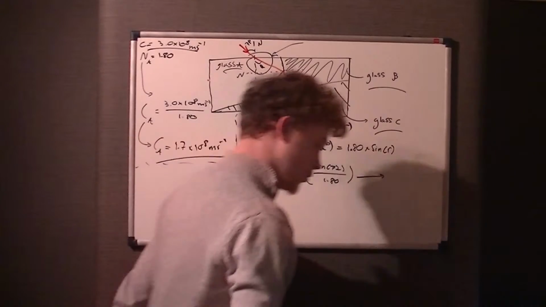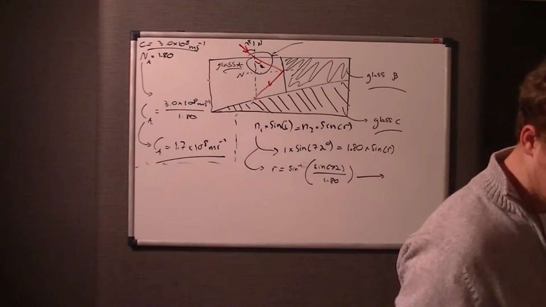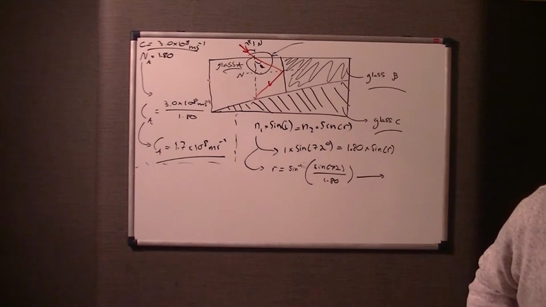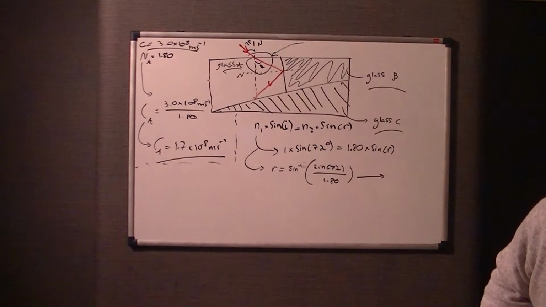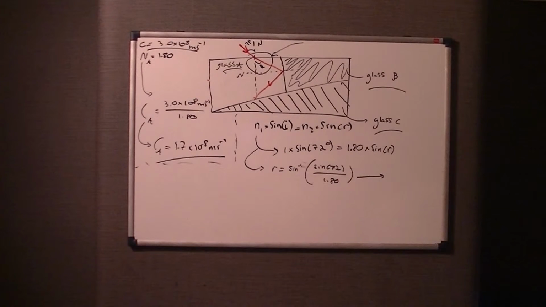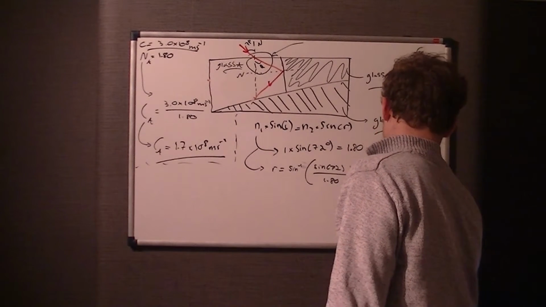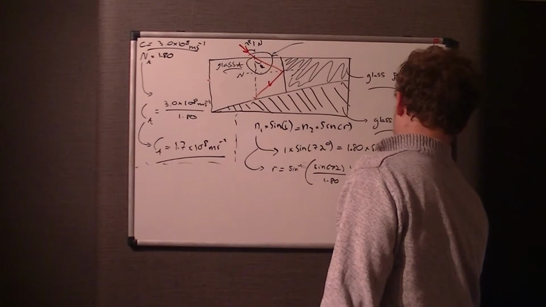Get a value for R, which should be, you want it about 30 degrees, but the actual answer you get is something very smooth. It's actually about 30. It's 31.9 degrees. Now that is about 30 degrees.